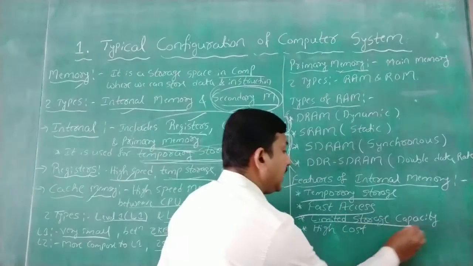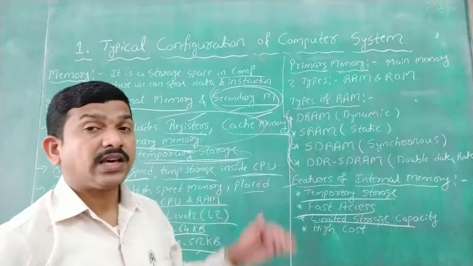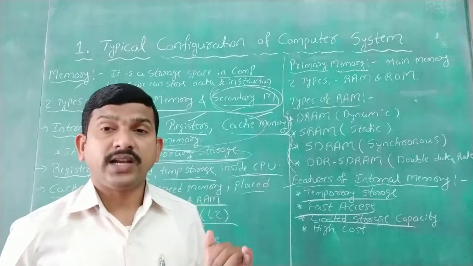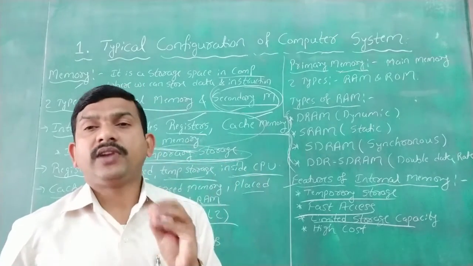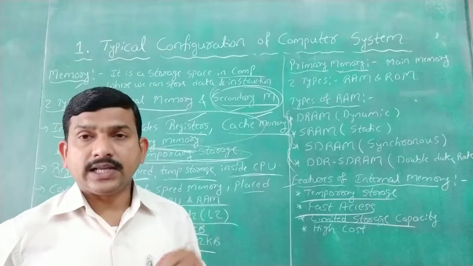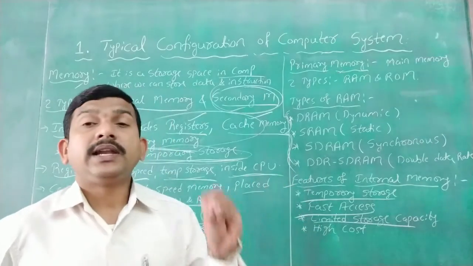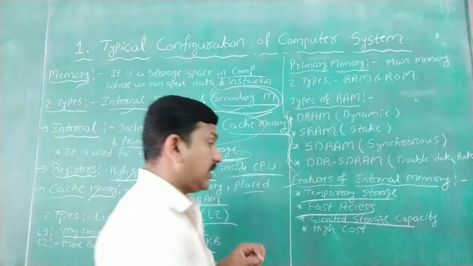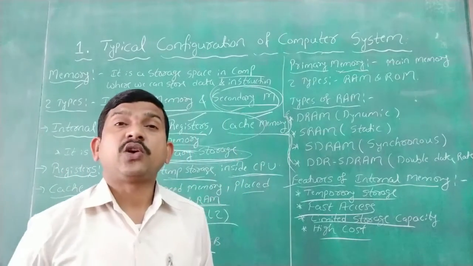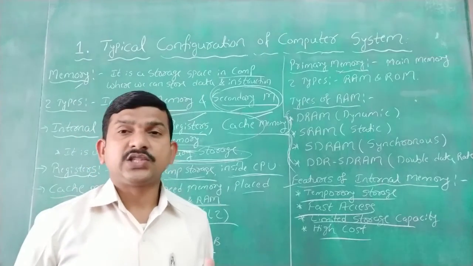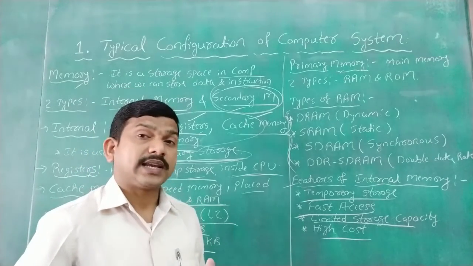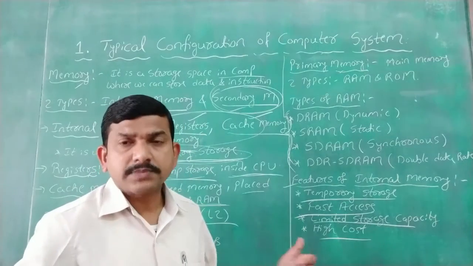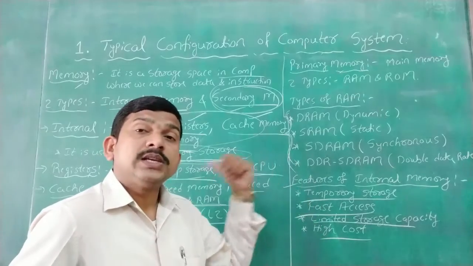The third one is limited storage capacity, which means we can store only a limited amount of data. We cannot store a large amount of data; only a small amount can be stored in internal memory. And the last one is that it is very costly compared to secondary storage devices. The prices of internal memory are very high compared to secondary.